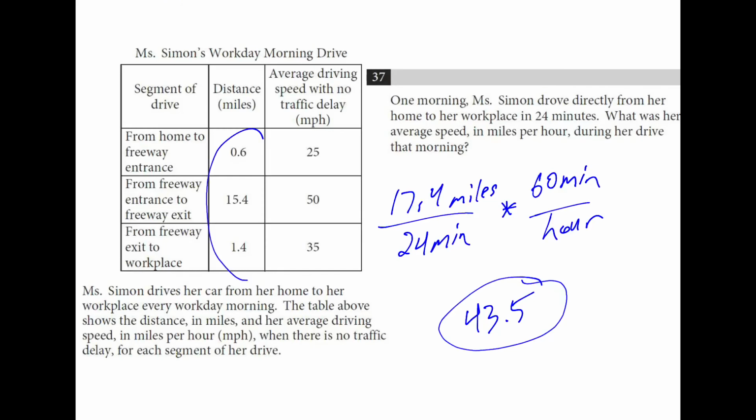So we're going to add up the distance, and we're going to divide by 24 minutes, and we're going to multiply by 60 minutes per hour. So 43.5, and they also would have accepted 43 or 44.